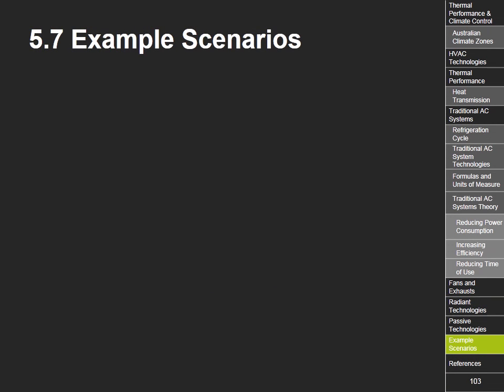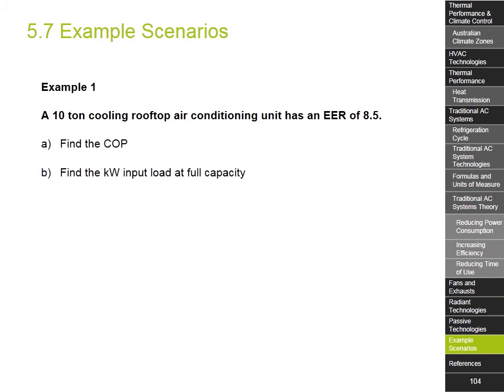An example scenario. Question number 1. A 10-ton cooling rooftop air conditioning unit has an EER of 8.5. A. Find the COP, and B. Find the kilowatt input load at full capacity.